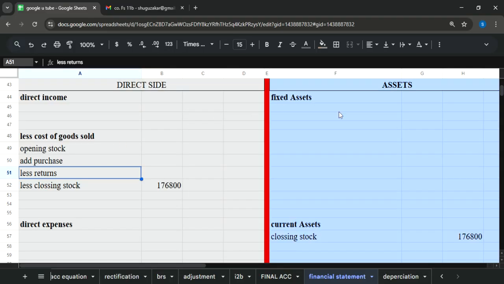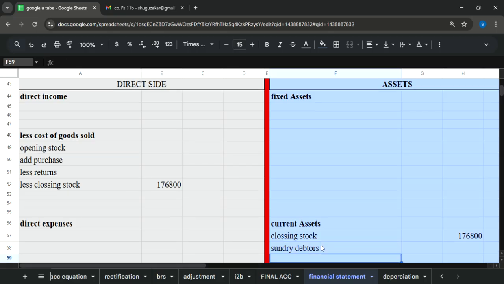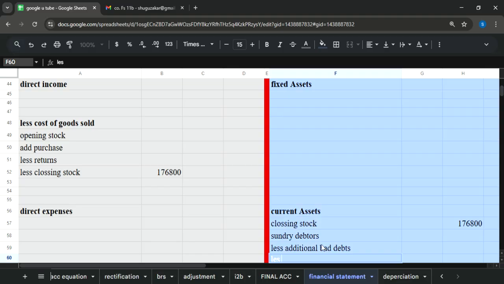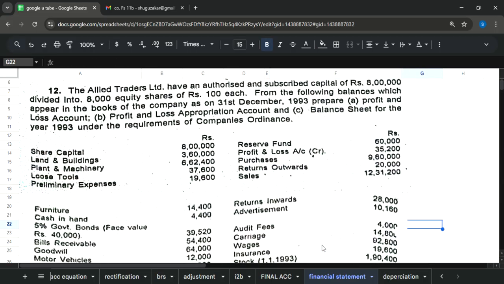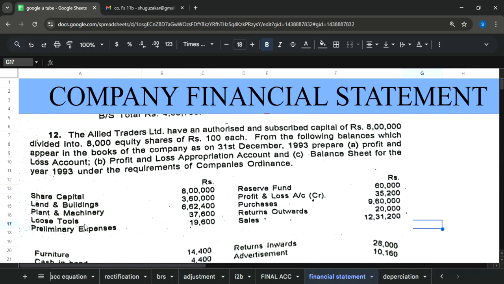This we will be doing in operating expenses, and what you will do in current asset, first of all you will note how much amount of sundry debtor is, then you will subtract additional bad debts over here, and after that you will again subtract new provision for bad debts. Alright guys, so let's get back and see where sundry debtors are written.